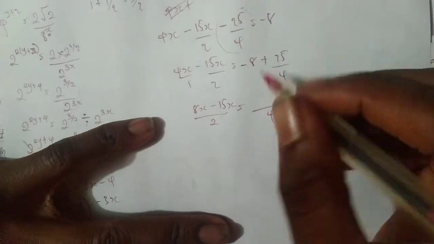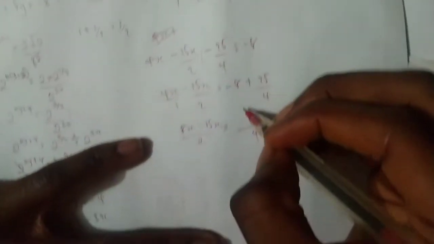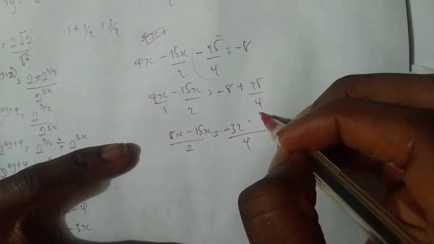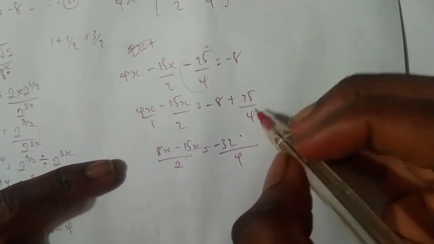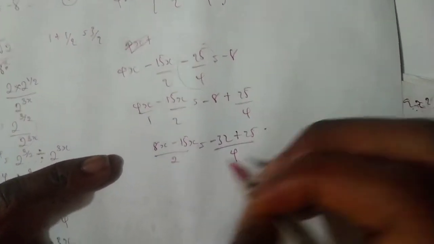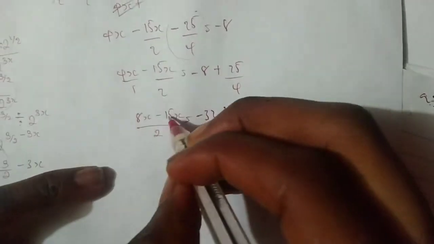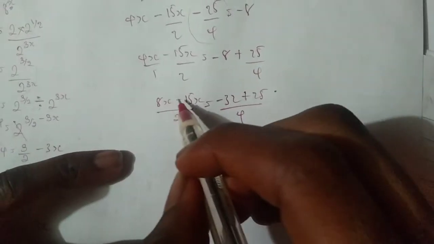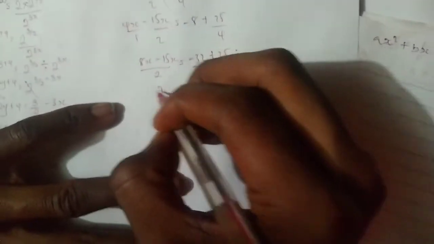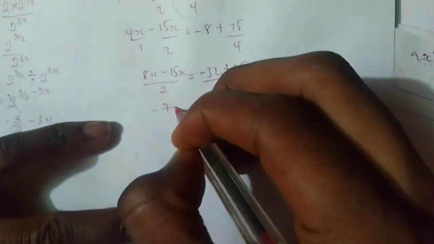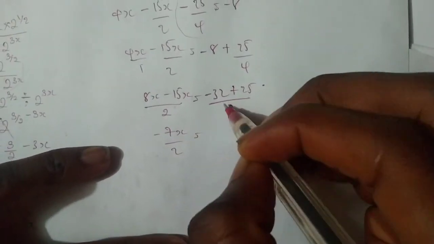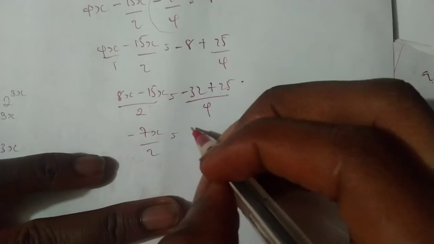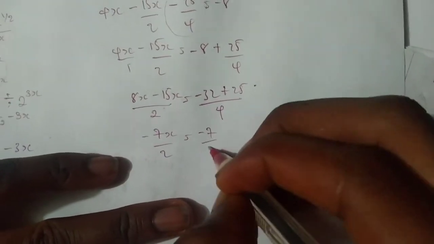1 times 15x is 15x is equals to, LCM here is 4. 4 divided by 1 is 4. 4 times minus 8 is minus 32. 4 divided by 4 is 1. 1 times 25 is plus 25. So if we do 8x minus 15x, we have minus 7x all over 2 is equals to, if we do minus 32 plus 25, we have minus 7 all over 4.